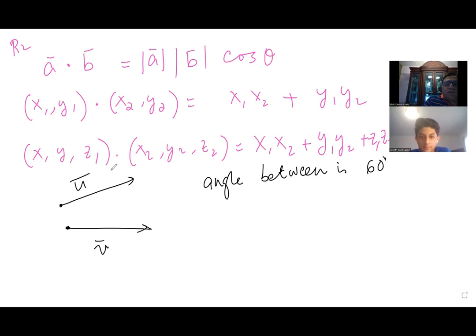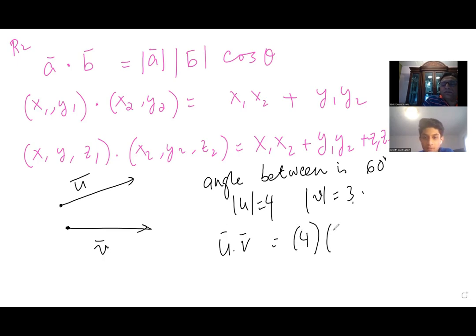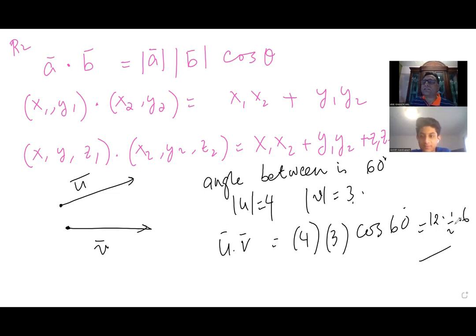And the magnitude of u is, let us say, 4, and the magnitude of v is, let's say, 3. So what is u dot v? It would be 4 times 3 times cos of 60 degrees, which is half, right? 12 times half, which is 6. Very good job. It is 6, just the number 6, nothing else. Is it clear to you? Yes, sir. That is how you could find it.